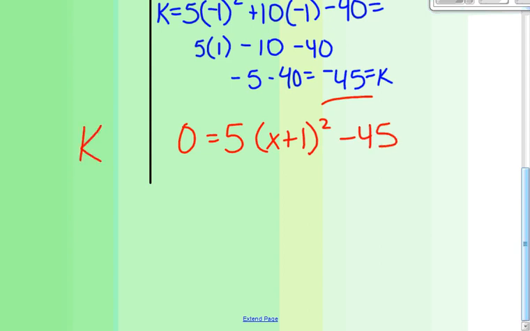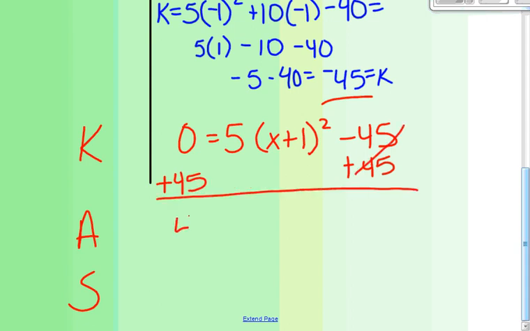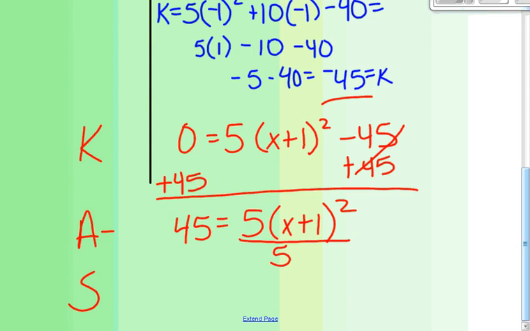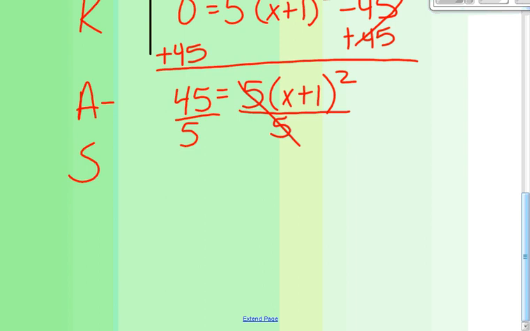All right, first thing we need to do for KASH is we need to move the k, which is -45. So we're going to have to add 45 on both sides. So we have 45 equals 5 times x plus 1 squared. The next thing is the a. Notice we said a was 5. It's being multiplied by x plus 1 squared, so we're going to divide by 5 to undo it on both sides. All right, so 45 divided by 5 is 9, and we're left with x plus 1 squared.